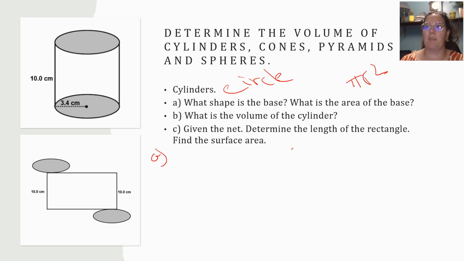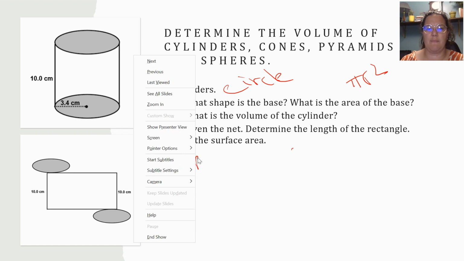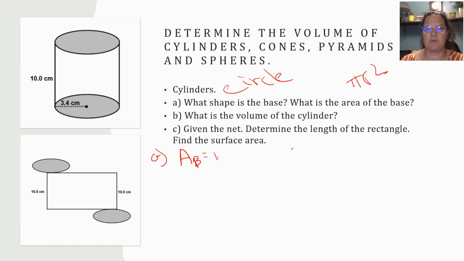So for A, we're going to find the area of the base, which is equal to pi r squared. They gave us r, so pi times 3.4, and remember to use the pi symbol, squared, which is equal to 36.3 centimeters squared.